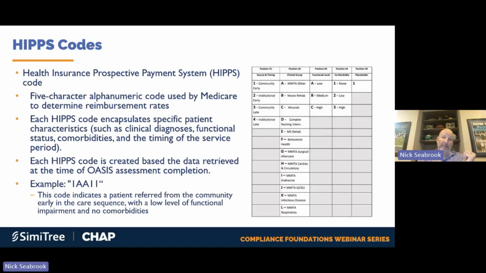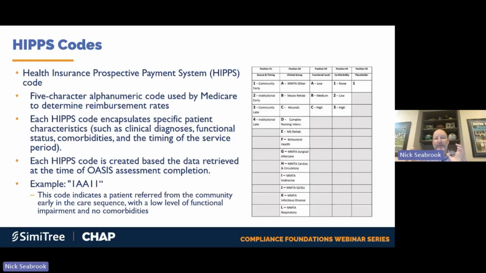So in the old world, prior to PDGM, in the PPS world, those HIPS codes were five digits, or 5 characters, I should say. And really, from a programming standpoint, I think that is essentially why they just kept the 5 positions, and every HIPS code is going to end in 1 under PDGM. So each HIPS code, if you look here at the bullets, encapsulates those characteristics. It's created based on the data retrieved at the time of the OASIS completion.